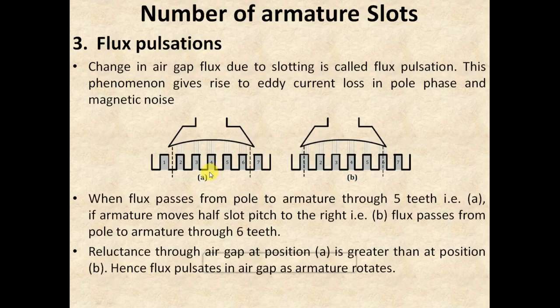As there is a change in reluctance when the armature is rotating, that is, while comparing case A with case B, the armature is rotated towards the right by half a slot pitch. So while comparing these two cases, it's very clear that there is a change in reluctance. This further leads to flux pulsations.